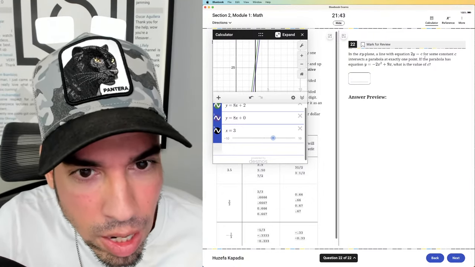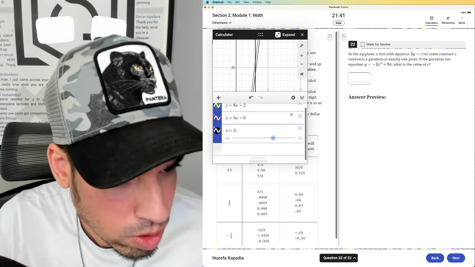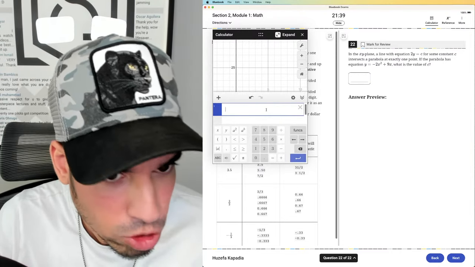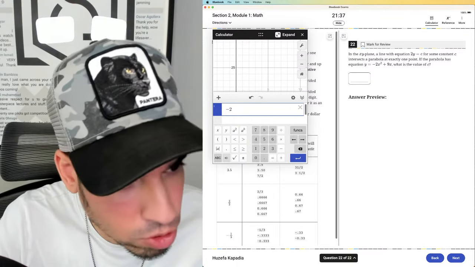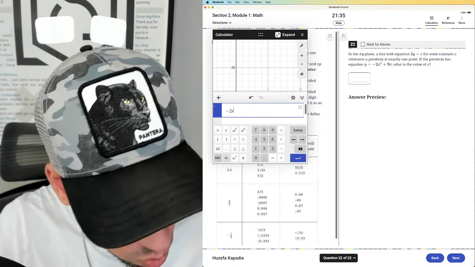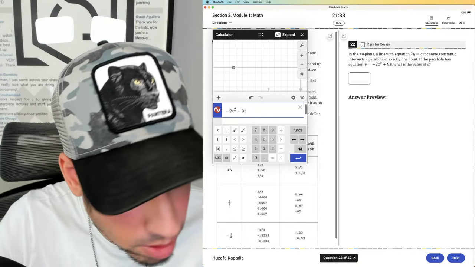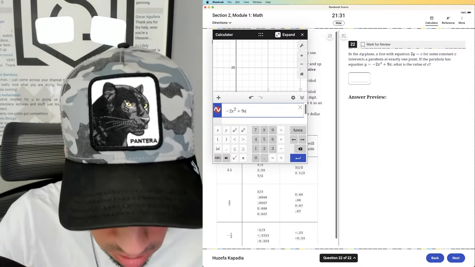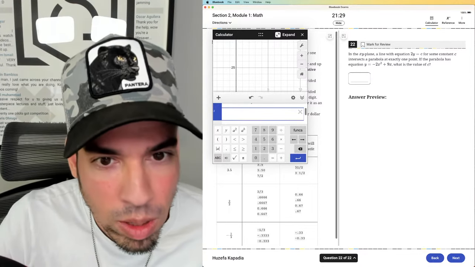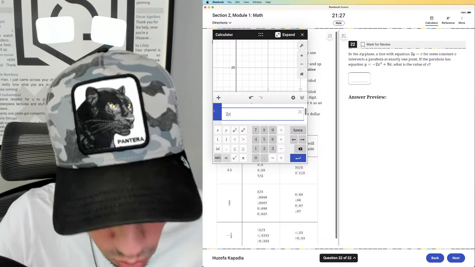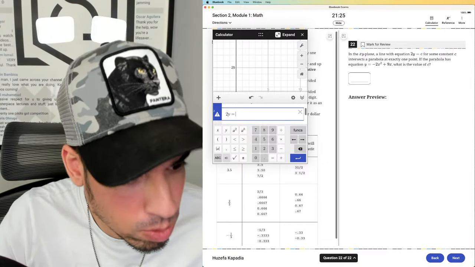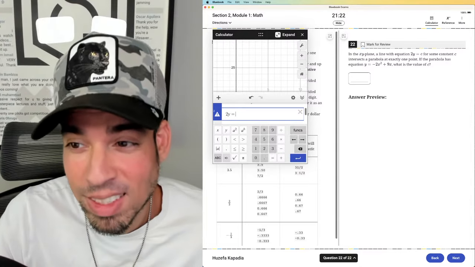22, parabola, okay. Yes, you can use Desmos for this. Watch this. They're trying to intersect negative 2x squared plus 9x. We're trying to see when, I'll say, equals y. You don't need it, but when does this intersect 2y equals... I wish they would have a slider option, but they must have taken it out.